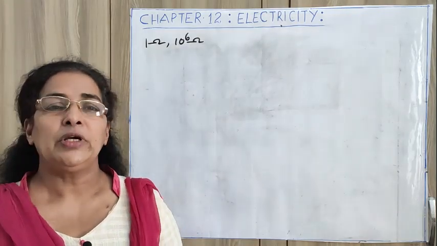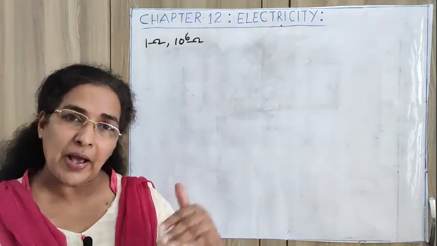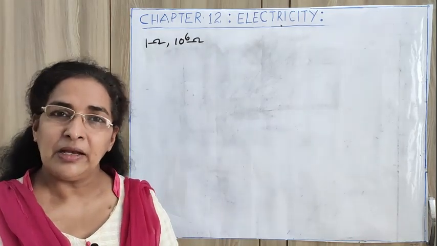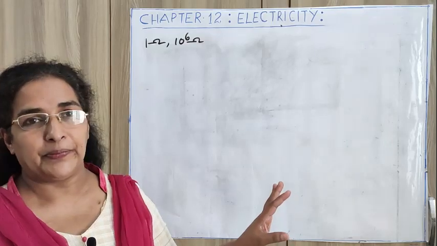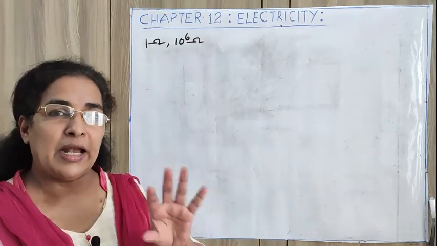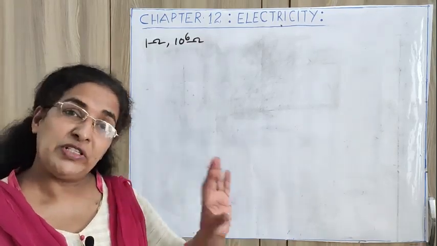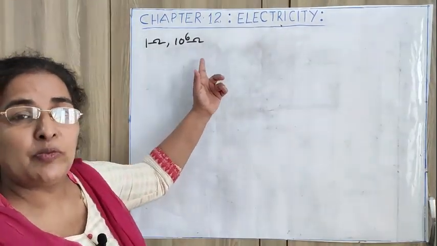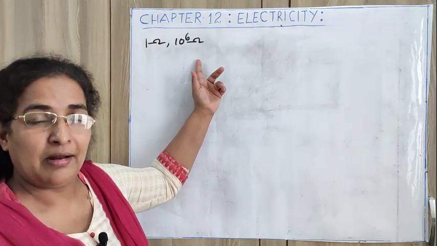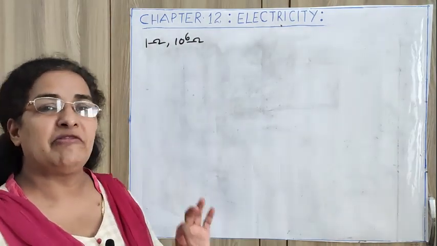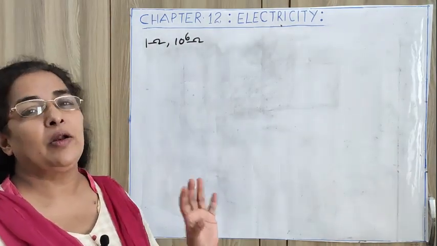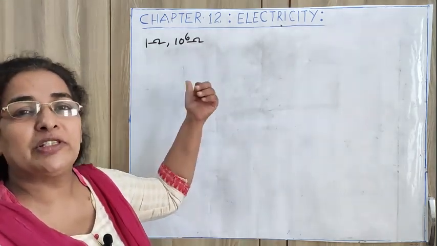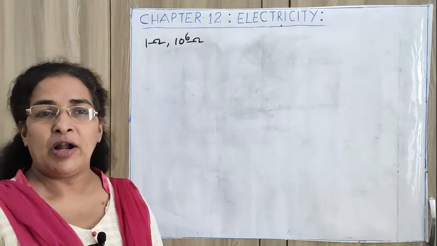Yesterday I taught you, if resistors are connected in parallel, the effective resistance will be very less than the lowest of them. Less than what? Less than the lowest resistance there. So here also, if 1 ohm and 10 to the power 6 ohm are connected in parallel, the effective resistance will be definitely less than 1 ohm. That's the answer. You just explain it that way. The effective resistance will be less than 1 ohm.